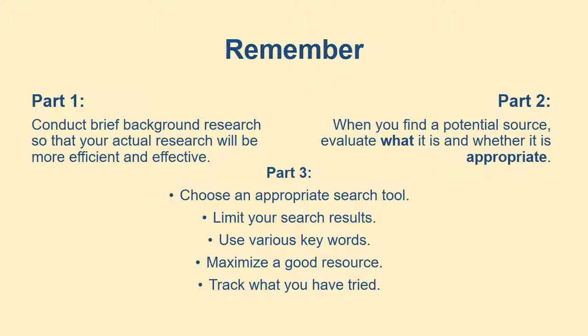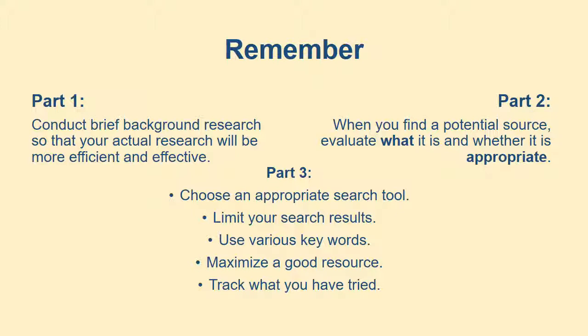We talked about using various keywords. We don't want to just focus on one word or one phrase and use that over and over again. We want to try several different words or phrases and in different combinations in different resources. And we talked about maximizing a good resource. So if we find one really good article, we want to use that one really good article to let it lead us to other good articles, either by looking to see what other things the author has published, what are related articles to this particular article, or what resources the article is citing.